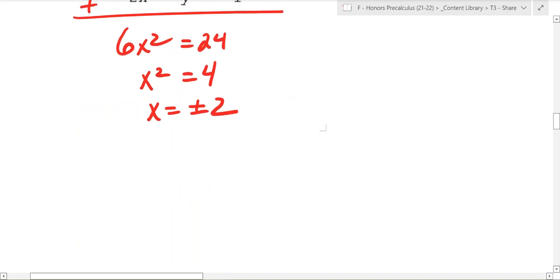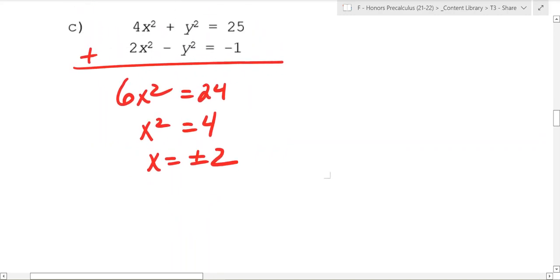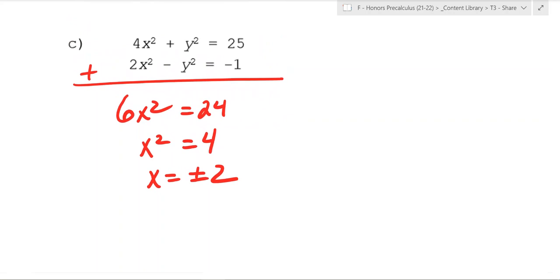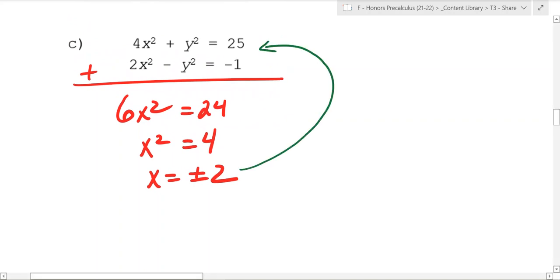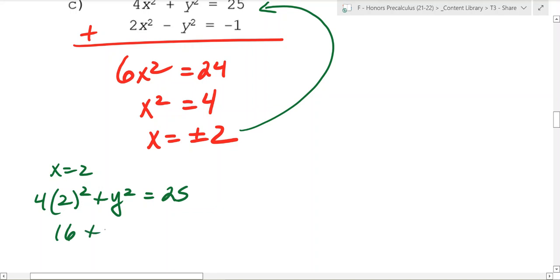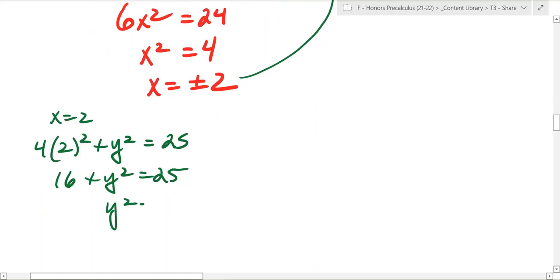The key thing here is finding the other potential answers. So the way you do that is you pick which one you're going to plug it into. And you can do either, but let's go to the top one. And when x is 2, what happens? So you have 4 times 2 squared plus y squared is equal to 25. So that means that 4 times 4 is 16. 16 plus y squared is equal to 25. So you end up with y squared is equal to 9. So y is equal to plus or minus 3.